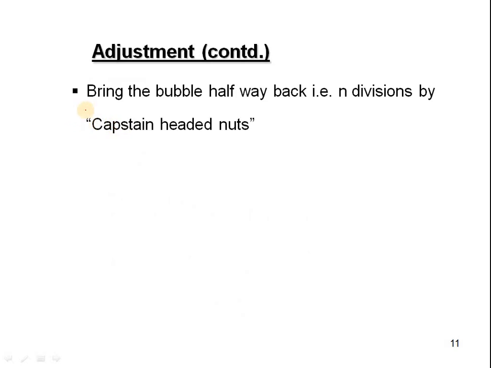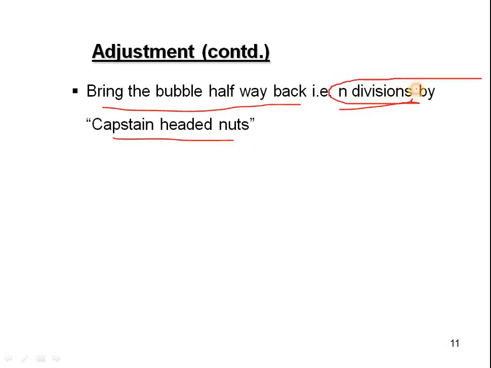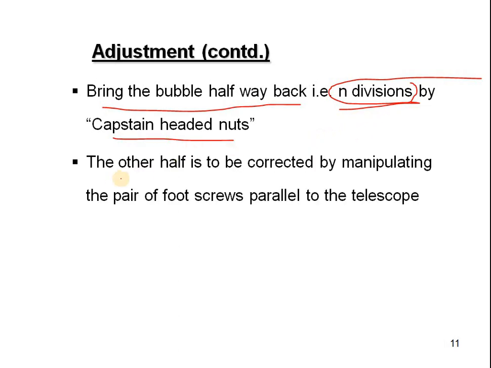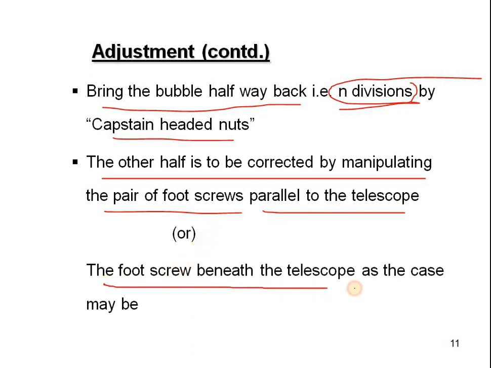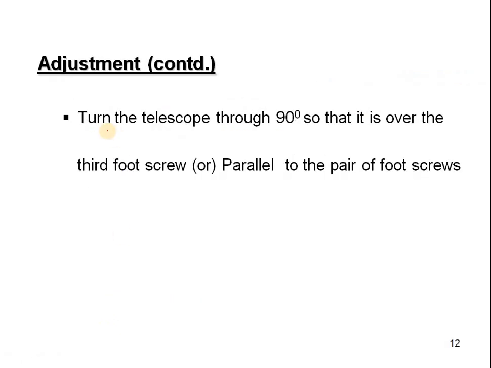So bring the bubble halfway back, n divisions, by the capstan headed nuts. So n divisions means the bubble tube moving in the circle will move n divisions, which is done by the capstan headed nuts. And the other half is to be corrected by manipulating the pair of foot screws parallel to the telescope, or the foot screw beneath the telescope, as the case may be.